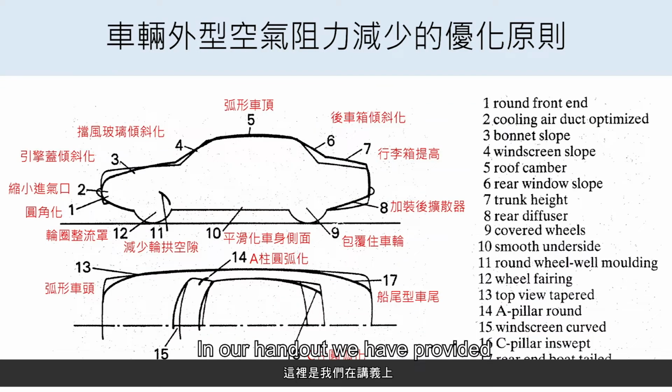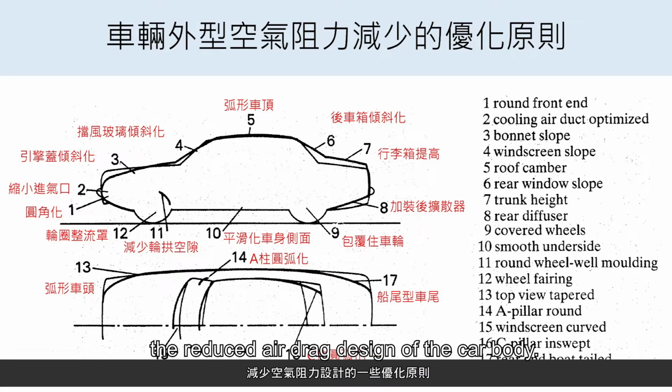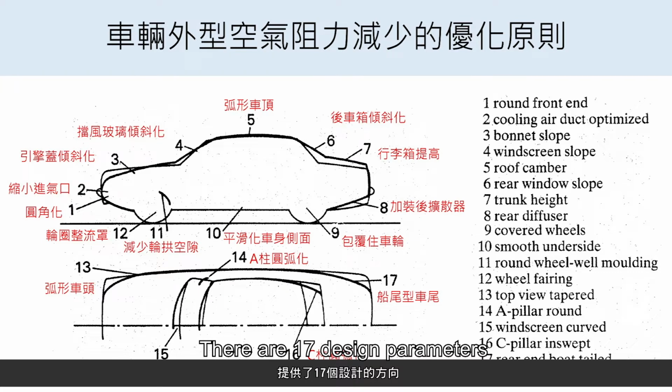as a whole. In our handout, we have provided some design principles for the reduced air drag design of the car body. There are 17 design parameters regarding the car body style design for your reference.